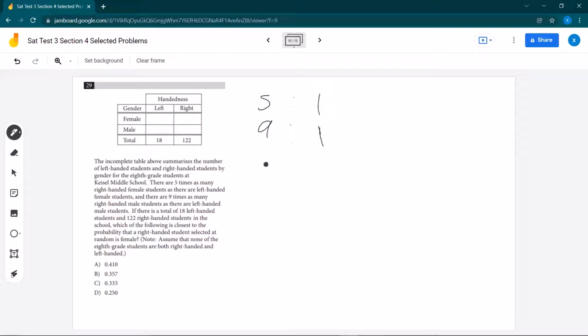So, based on that information, if we use F to represent the left-handed females and M to represent the left-handed males, we can say that F plus M is equal to 18. The total of those two quantities will be 18. And now we know that there's 5 times as many right-handed females as left-handed females. So we can say 5F plus 9M, because there's 9 times as many right-handed males as left-handed males, is equal to 122.